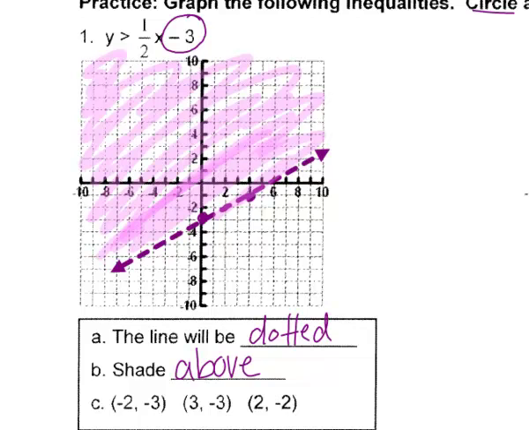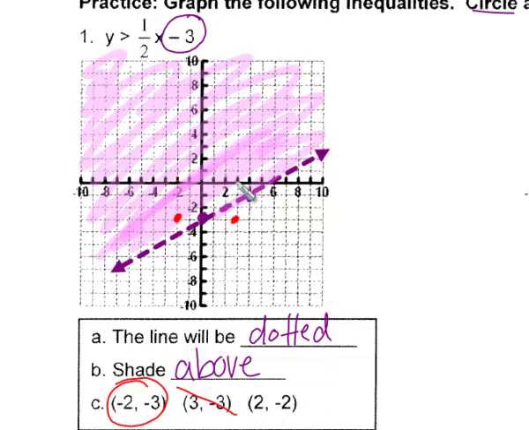Okay? So whenever I shade above the line, let's take a look at these points down here. We have -2, -3. So I have -2, -3. 1, 2, 3. Is that point in the shaded region? Yes. So I'm going to circle that one because it is a solution. All right, let's check out 3, -3. 3, 1, 2, 3, -3, 1, 2, 3. That is not in the shaded region, so that is not one of the solutions.